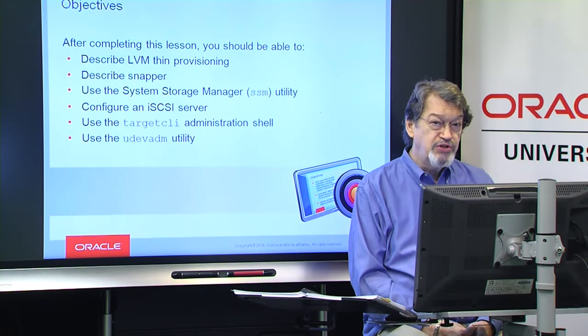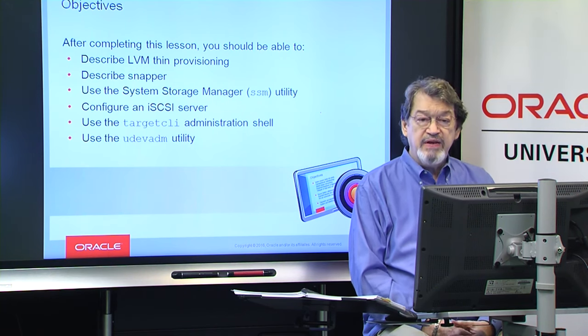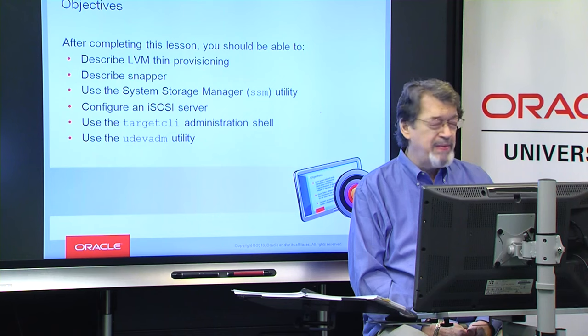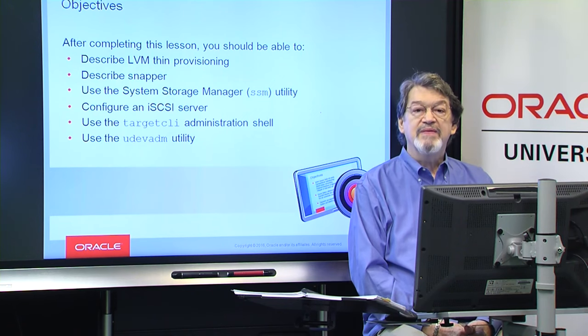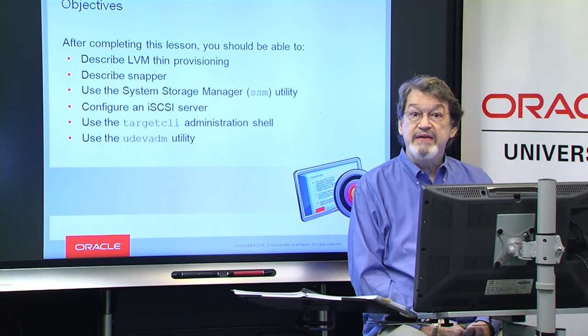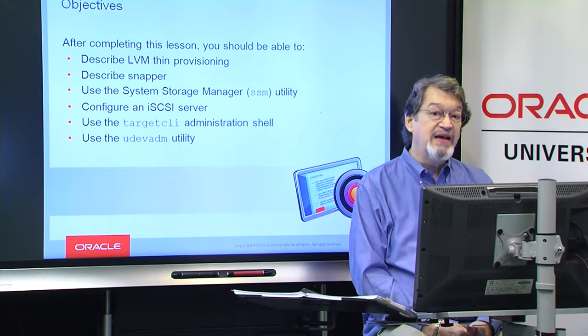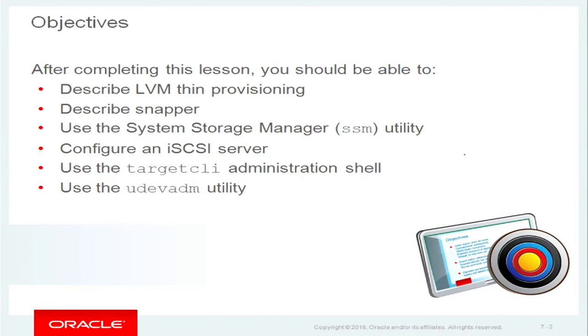Then the next two fell into specific categories. If you were involved with a Microsoft environment, you may have used something called Samba. If you were in the Unix world and you were not in NFS, you could use iSCSI. New to iSCSI is targetcli, one of those command line interfaces. And then lastly, we'll talk about UDEV and the new udevadm utility, once again a feature of Linux 7.